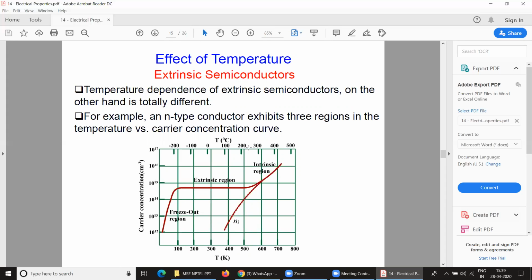Here is the effect of temperature for extrinsic semiconductors. The temperature dependence of an extrinsic semiconductor, on the other hand, is totally different. For example, an n-type conductor exhibits three regions in the temperature versus carrier concentration curve. This is the carrier concentration curve, as you can see, for an extrinsic semiconductor.